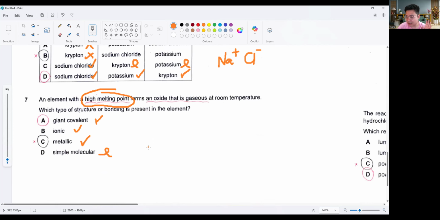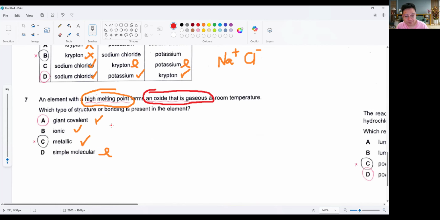Simple molecular is out. Simple molecular is like the name itself already says, simple. So it's very easy to break their bonds and turn it into a liquid form. So no, it does not have a high melting point. Then the next thing that we can look at is, and forms an oxide that is gaseous at room temperature.